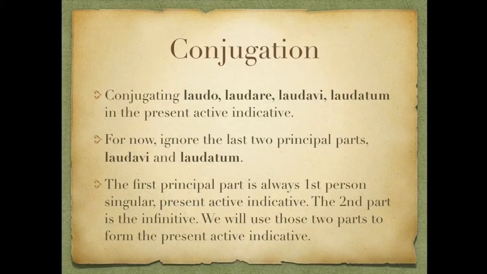So the first principal part, in this case laudo, is always first person singular present active indicative. So we don't have to do anything to get that form. The second part is the infinitive itself. So laudare is the infinitive form of the verb, which we would simply translate as to praise. It doesn't have any time associated with it. So we'll use those first two parts to form the present active indicative. So with laudo, laudare, we can form everything we need for the present active indicative.